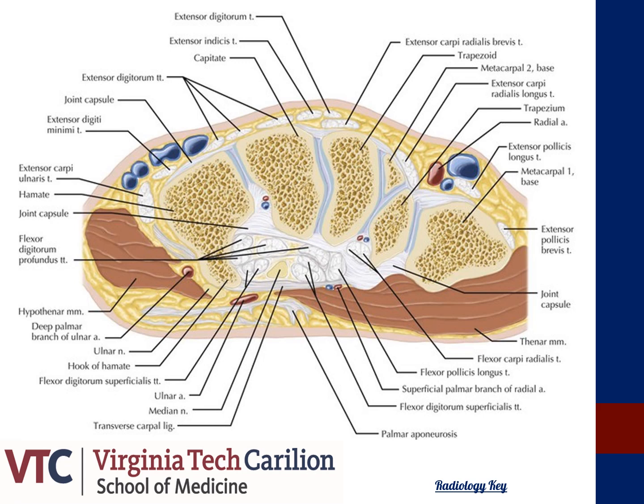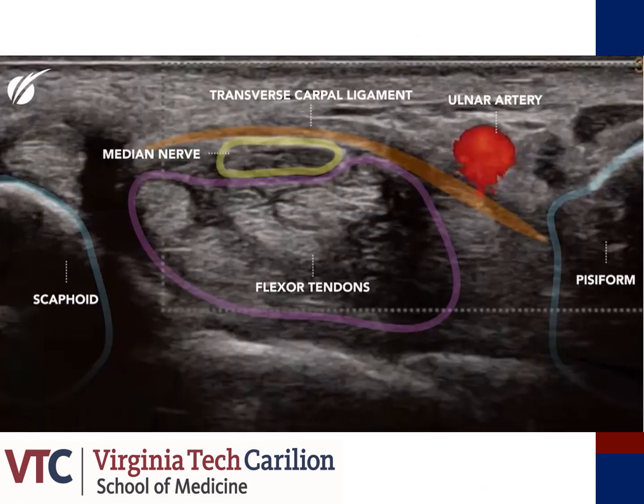First, we're going to be talking about carpal tunnel syndrome. So this is just a cross-sectional anatomy image of the wrist at the level of the hamate and the base of the first metacarpal, which allows us to see within the carpal tunnel. Right now you're just looking at the tendons associated with the tunnel in association with the median nerve.